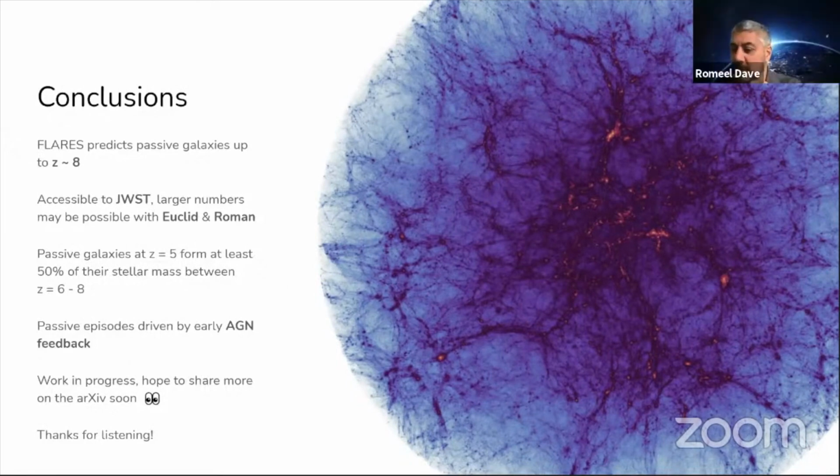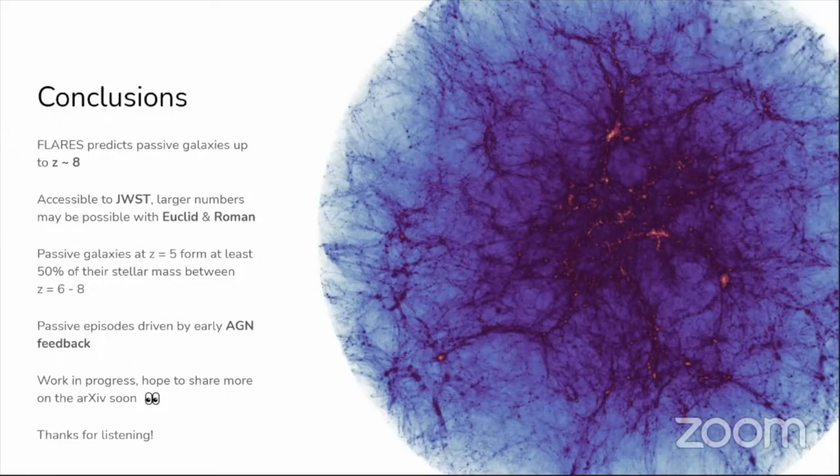Maybe one more question. Sure, let's ask one more. Have you looked into what differentiates galaxies that are quenched by early AGN feedback from those that are not quenched?